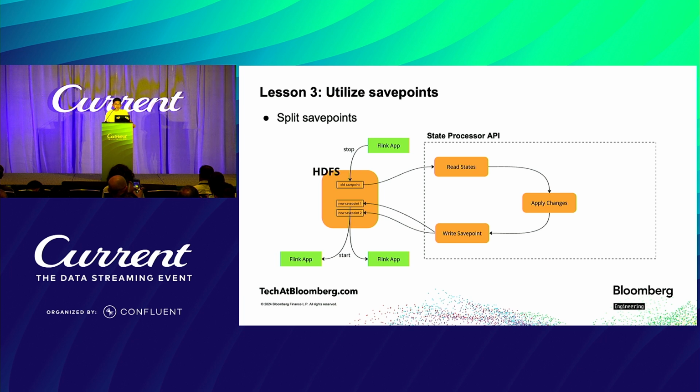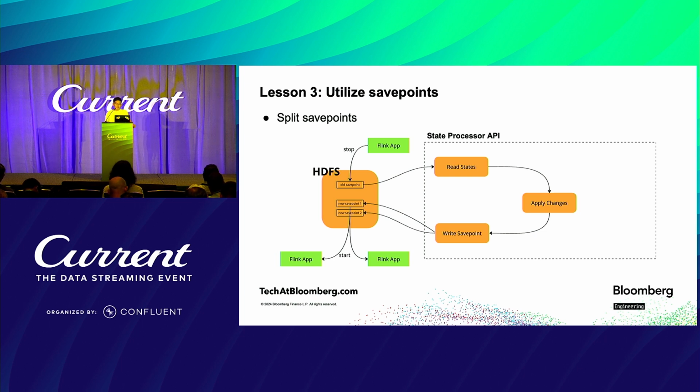Similar to merging savepoints or merging applications, we can also split it, right? There are also times where we found out one Flink application is doing too much logic, and we try to split it into multiple different ones. And we can do this using the state processor API as well. The process is basically the exact opposite of merging. So now we will stop a single Flink application with a savepoint. So we will have one large savepoint in our HDFS.